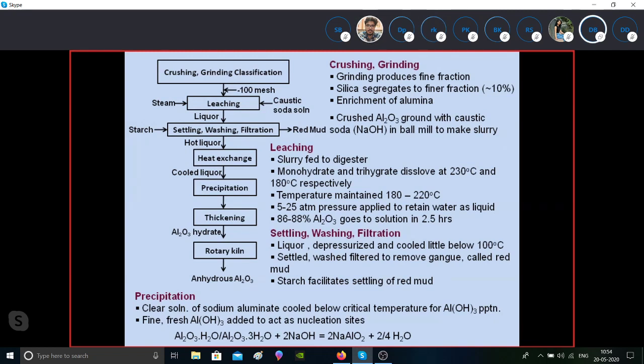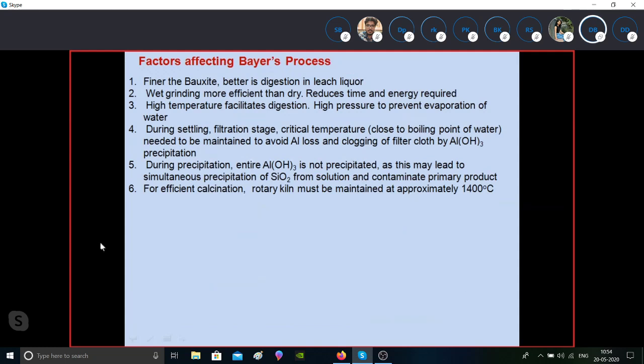Okay. Now I will come back to the issue of why do we maintain such a high pressure in the reactor and why do we maintain such a critical temperature near 100 degrees centigrade. That is what I am talking about as factors affecting Bayer's process.